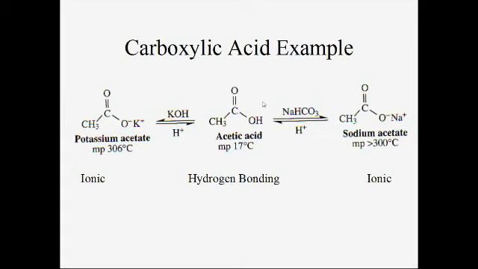By turning it from a covalent hydrogen bonding compound into an ionic compound, it makes a dramatic change in the melting point. We go from 17 degrees for acetic acid, so it would be liquid at room temperature, to over 300 degrees for sodium acetate, and about 306 degrees for potassium acetate. So turning it into an ionic compound makes it a much stronger intermolecular force and turns it from a liquid into a solid compound.